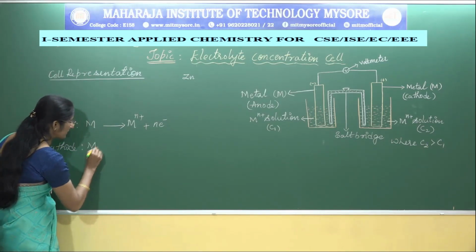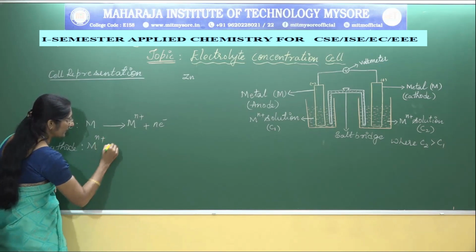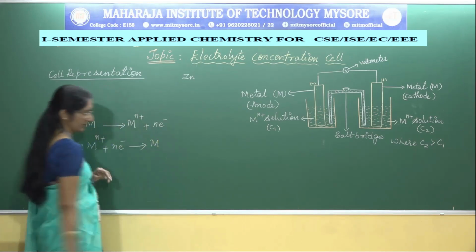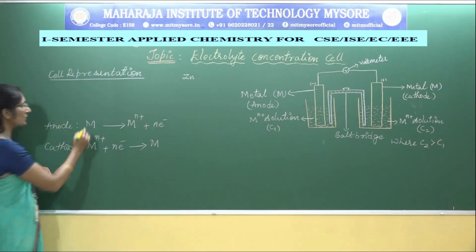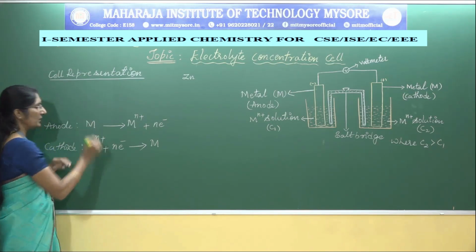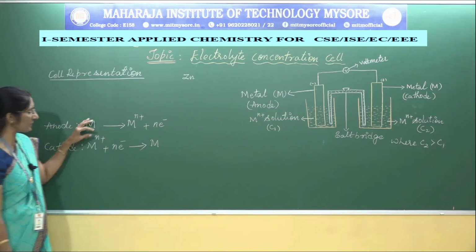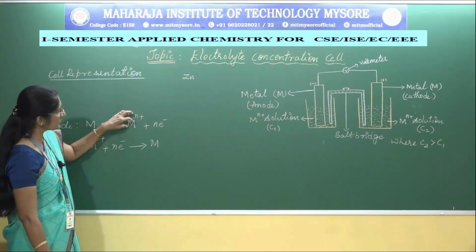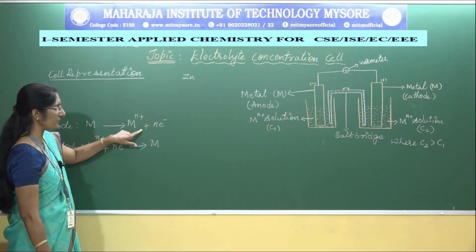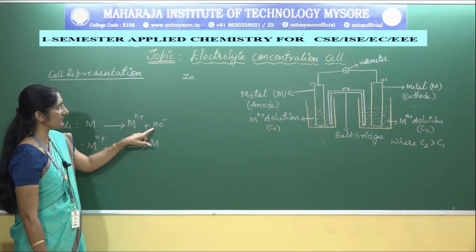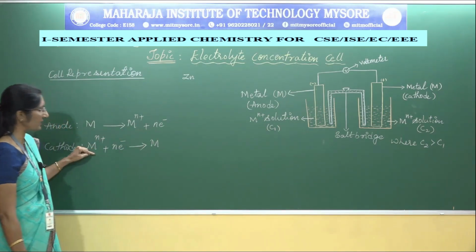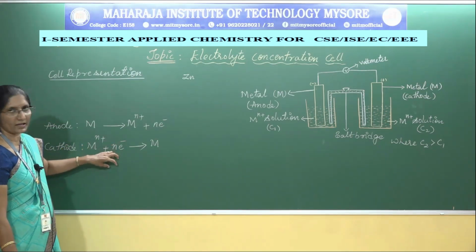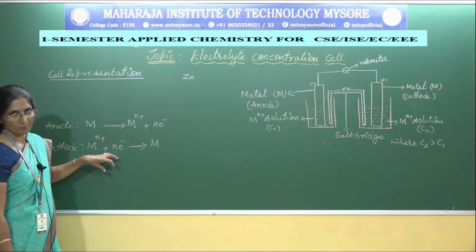How is the general reduction reaction represented? M^n+ gains n number of electrons, then it is reduced to metal. Observe that at the anode an oxidation reaction takes place. The general representation of the oxidation reaction is that the metal easily loses n number of electrons: M gives M^n+ and n electrons. How is the general reduction reaction represented? At the cathode, the metal ions gain the electrons from the cathode and the metal ions are reduced to metal.